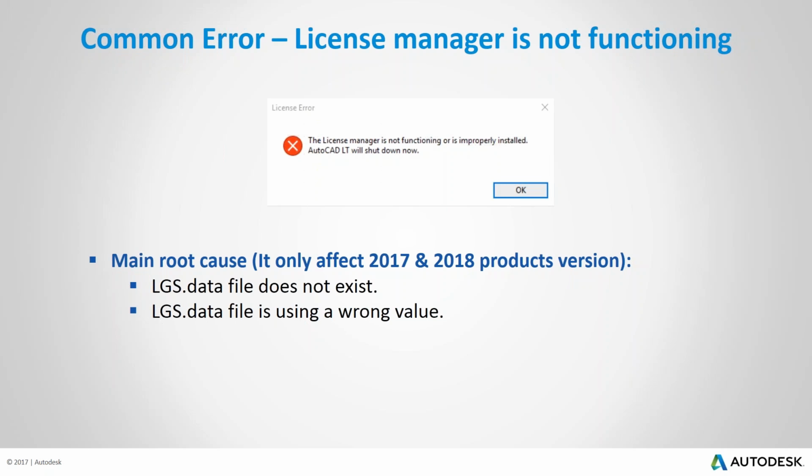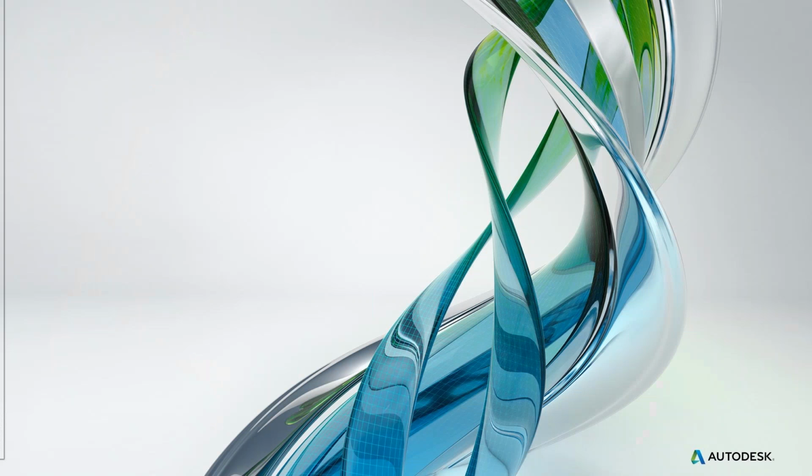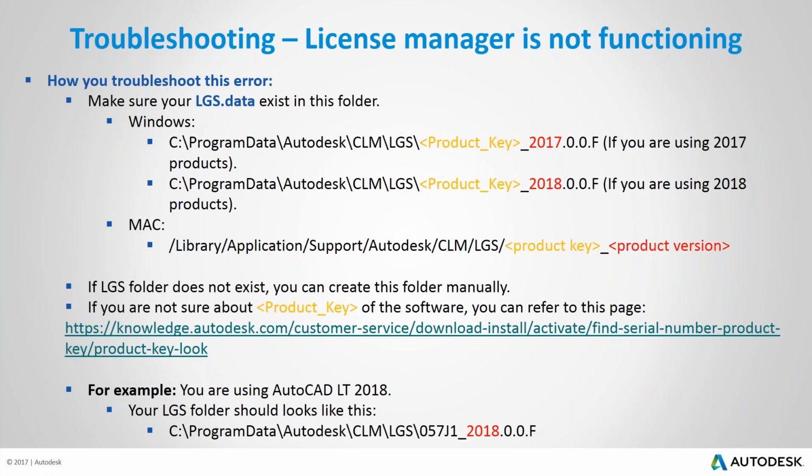Okay, how do you troubleshoot this error? First step, make sure the LGS data.data file exists in these folder locations. Same thing, you can refer to your operating system version. If you're using Windows, please refer to that portion over here. And Mac, you can go to this path. If the LGS folder does not exist in this CLM folder, you can always create it manually. And if you're not sure about the product key of each product, you can always refer to this link, or you can go to your account as well.